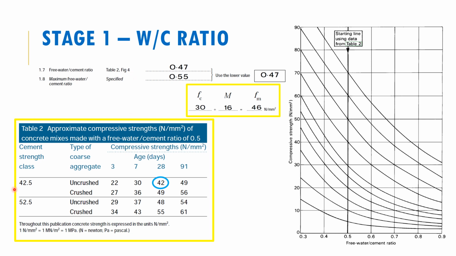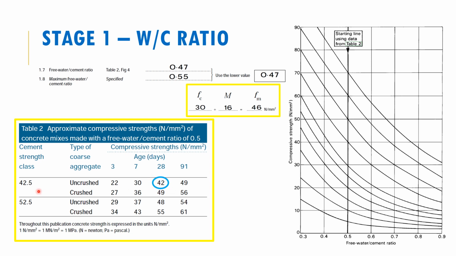So in front of you over here, you've got table 2. I've extracted table 2 for you. Now in table 2, it specifies the approximate compressive strength of concrete mixes made with a free water to cement ratio of 0.5. So 0.5 is our point of reference for now. We need to extract the compressive strength that results due to the use of a water to cement ratio of 0.5. Now to do that, it's this highlighted figure here.